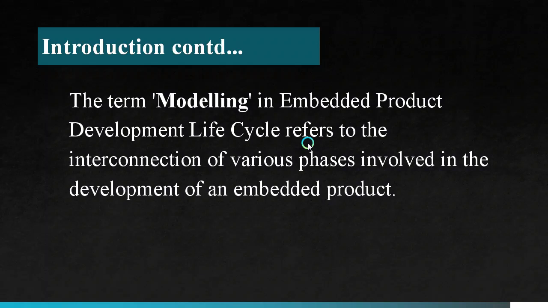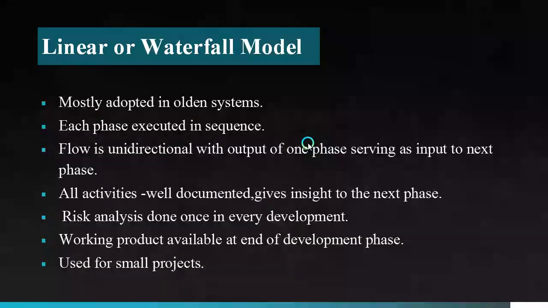The term modeling in embedded product development lifecycle refers to the interconnection of various phases involved in the development of an embedded product. That is, modeling means all the phases are sequenced and linked as per their role and importance, and developing process is thus carried out. First model, linear or waterfall model, mostly adopted in olden systems. Each phase executed in sequence. Also, because each phase is executed in sequence, it is also called linear sequential lifecycle model.